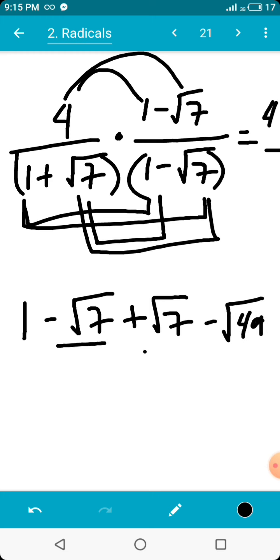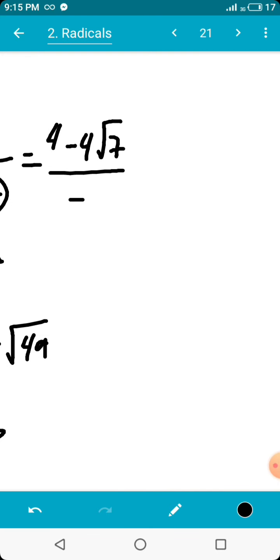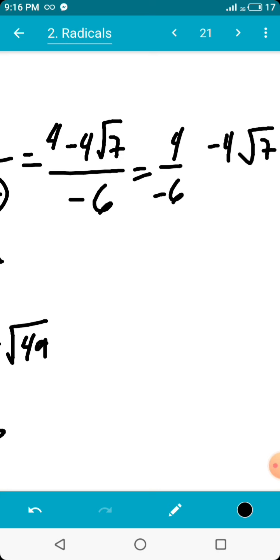Okay? So, combine like terms. Pero since positive and negative, so canceled out. And then, we have 1 now. And then, bring down minus square root of 49. That is 7. So, the answer is negative 6. So, that will be our denominator. Okay? So, kung pwedeng i-simplify, i-simplify. So, we have here 4 and sige, i-separate na lang natin. Pwede natin itong isulat na 4 over negative 6 and negative 4 square root of 7 over negative 6. Okay? So, kung pwede nating i-simplify yan, i-simplify natin yan.